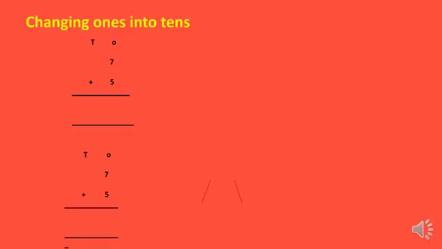Children, now I'll explain to you how to change ones into tens. Okay? Here they have given two numbers. We have to add these two numbers, 7 and 5. Which number is the bigger number, children? 7. You should keep 7 in your mind, 5 in your hand. Open 5 fingers, children. So 7, after that 8, 9, 10, 11, 12. So I'll get the answer 12.